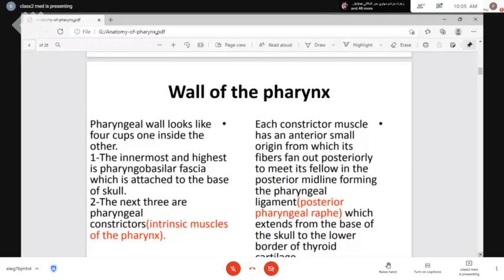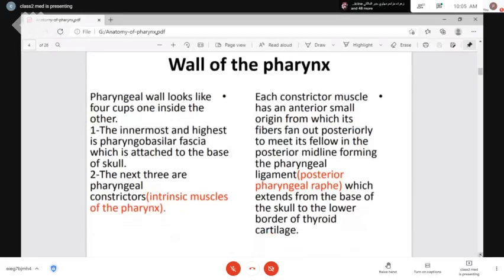The wall of the pharynx. The pharyngeal wall looks like four cups, one inside the other. The innermost one and the highest is what is called the pharyngobasilar fascia, which is attached to the base of the skull. And the next three cups are the constrictor muscles of the pharynx, or the intrinsic muscles of the pharynx.